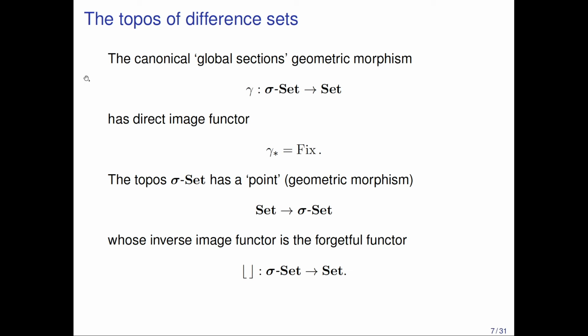All right. Now, I want to name some important functors. Given that these are presheaves, they have global sections. Now, the global sections actually correspond to just taking fixed points. So if you take a difference set, you can consider the set of fixed points. So you get a functor from difference sets to sets. And then another notable functor is the forgetful functor from difference sets to sets, where you just omit the difference operator.